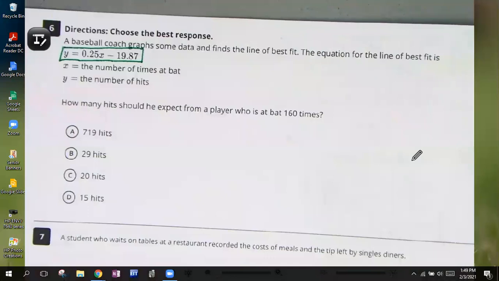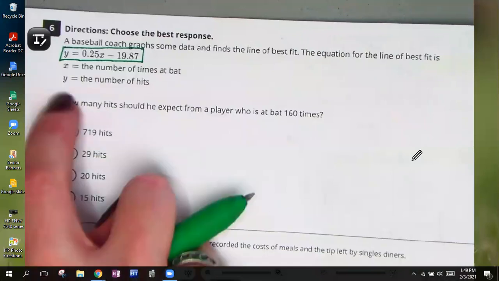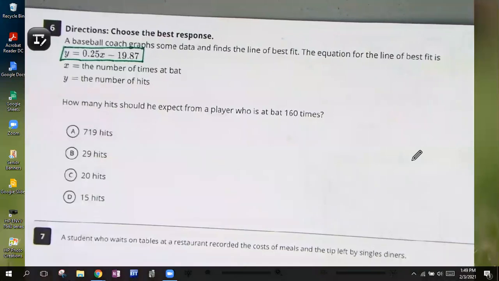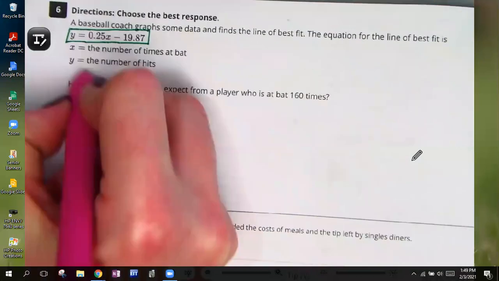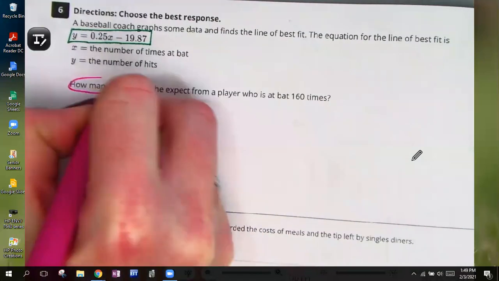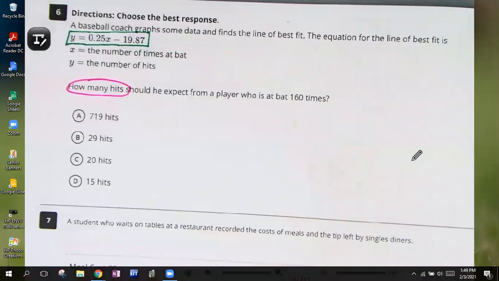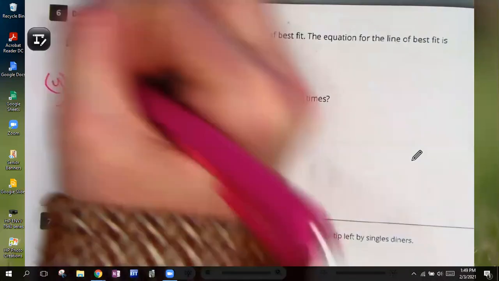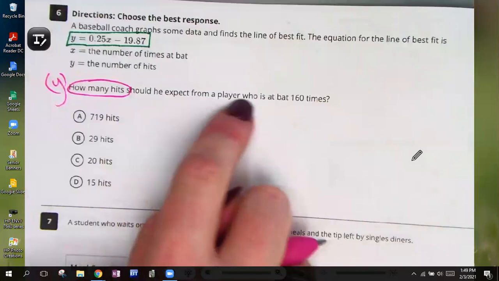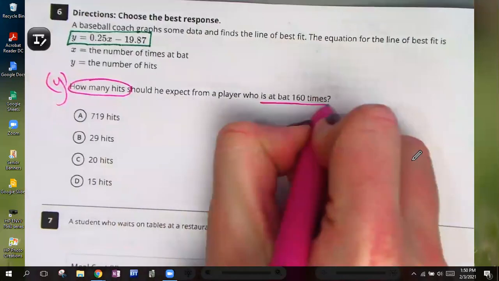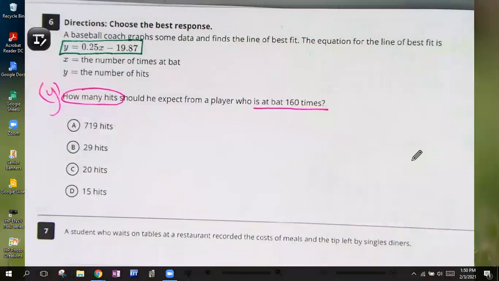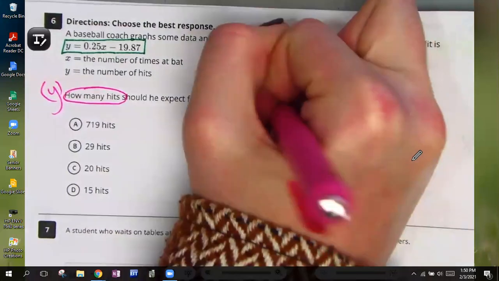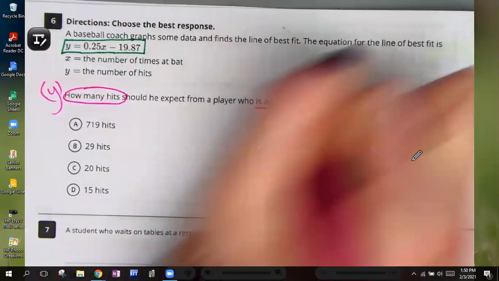Okay, X is the number of times at bat, Y is the number of hits. It says how many hits. What are we trying to solve for? Hits, which is our Y value. Good. How many hits should he expect from a player who is at bat 160 times? What variable are we talking about when we're at bat? X. So this time X equals 160.